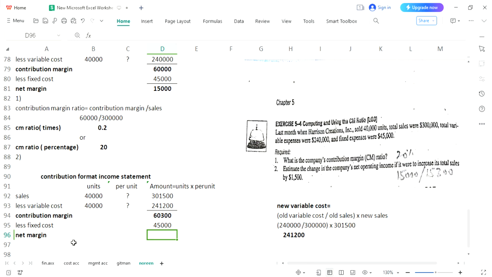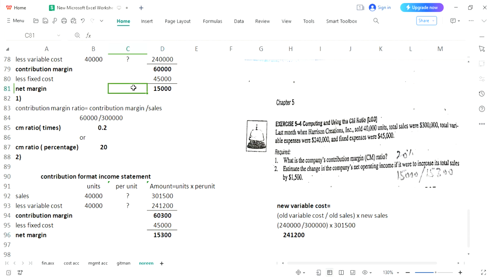This way you have put your fixed cost. It's time to calculate your net margin. How would you calculate it? By subtracting your fixed cost from contribution margin. So your contribution margin was 60,300 and you will subtract your fixed cost, which was 45,000, and in this way you have calculated your net margin. Answers are given here. You can see 20%. First part you have solved over here, where you have calculated your contribution margin ratio 20%, and here you have solved your second part where you have increased your sale to 1500 and contribution margin is mentioned over here is 15,300. This is your answer.